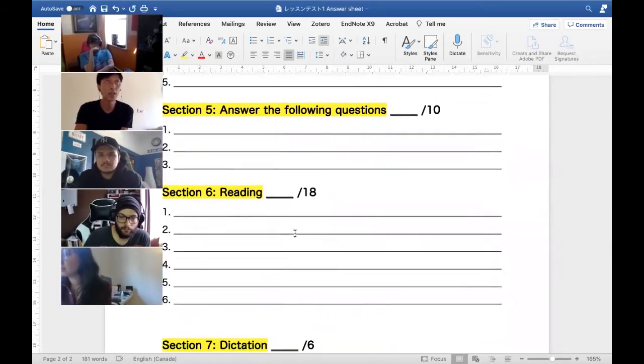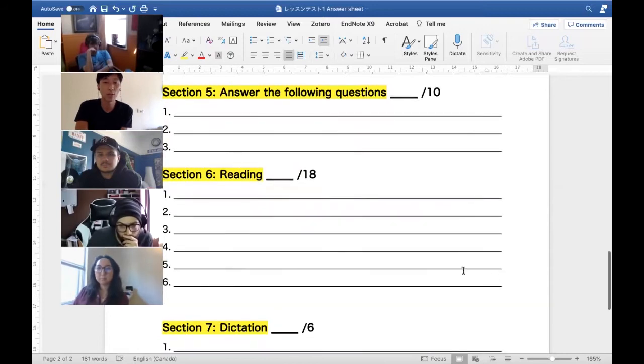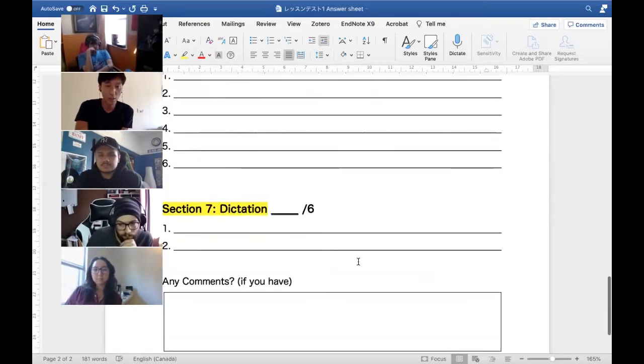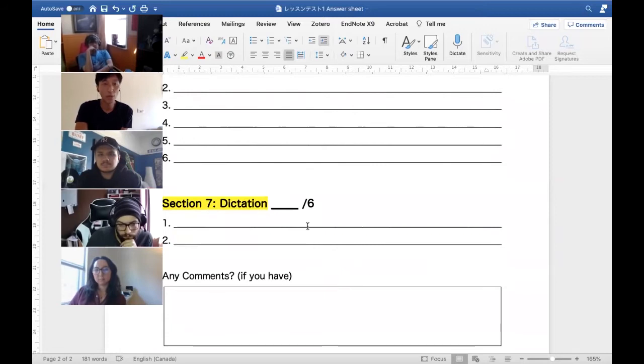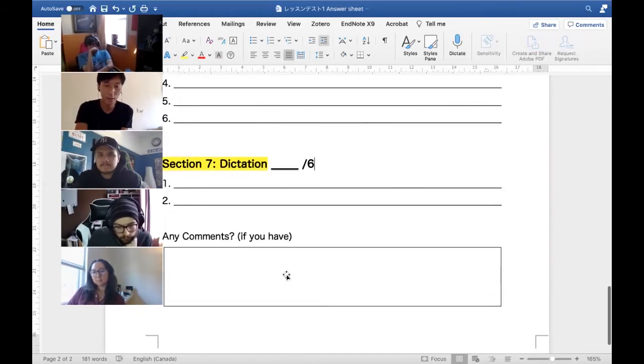You are going to read about 300 to 400 characters, same as your assignment, 作文. And then I'm going to ask 6 questions, and you will answer them. And the last one is dictation. The reason I want to include this is, we do dictation every time. So that's why it should be included. So dictation, just 2 sentences. Okay. Then yeah, comment.